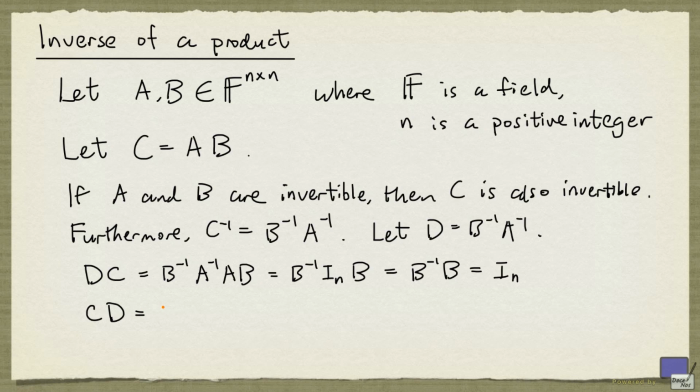Similarly, C times D is given by A times B times B inverse times A inverse, and B times B inverse is the identity matrix. And here, the identity matrix times A inverse is again A inverse, and A times A inverse is the n by n identity matrix. So by definition, D is the inverse of C.